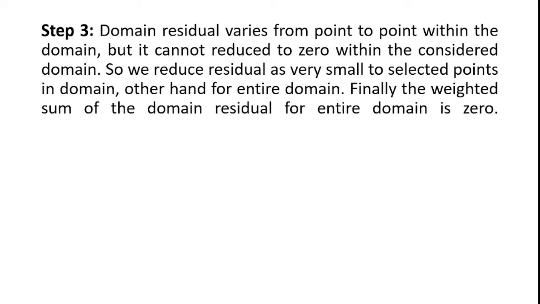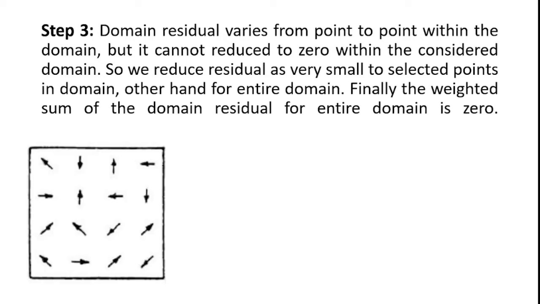So we reduce the errors to very small values at selected points. Here you see the n number of points available. The error may vary with each individual point. If it is very small, we can neglect it. So we can reduce the residual, but we can't eliminate it. We reduce the residual to very small values at selected points in the domain.